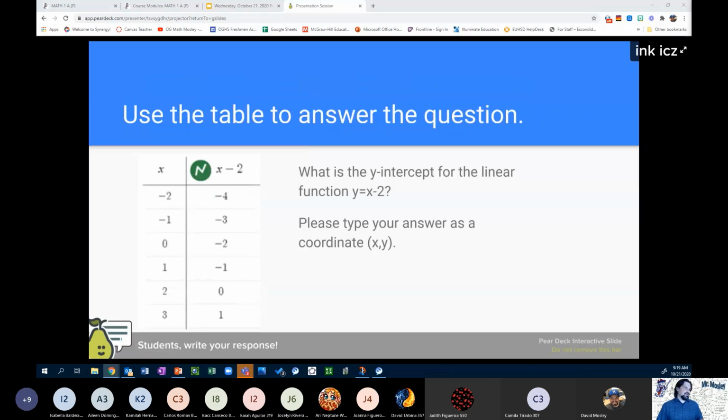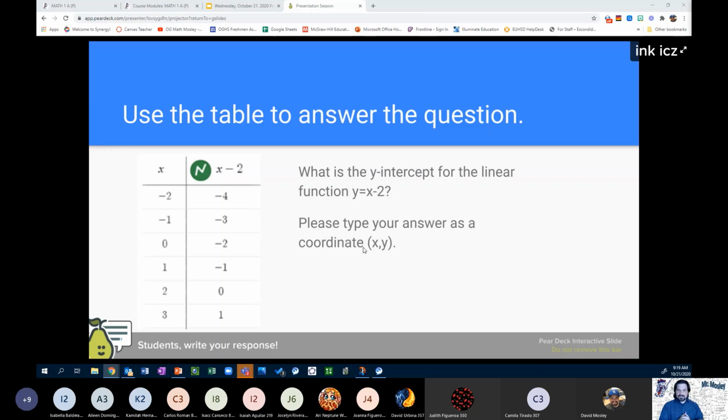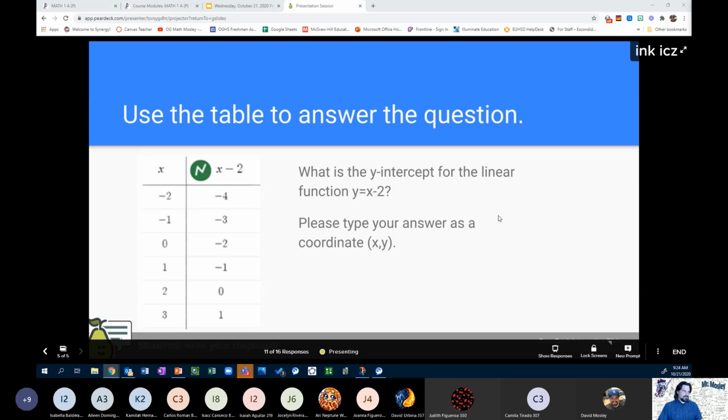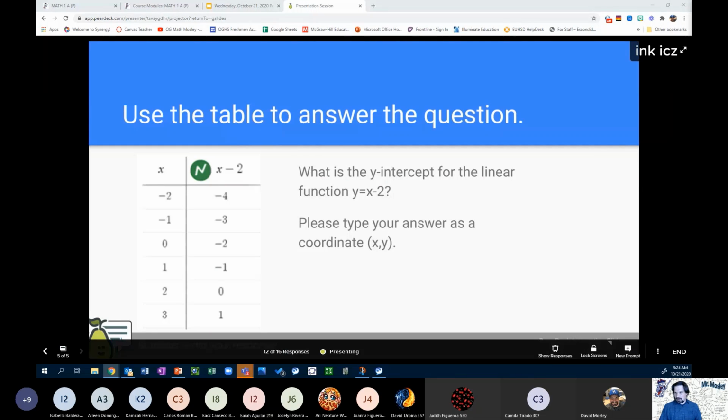We're going to use the table on this one. What is the y-intercept for the linear function y equals x minus 2? Please type your answer as a coordinate. Right. So you use the parentheses and put your x and y values within the parentheses. This goes back to what we have been doing in the previous weeks. I'm asking for the y-intercept. In this case, the coordinates for the y-intercept would be parentheses 0, comma, -2. And I'll type it in the chat over here as well.